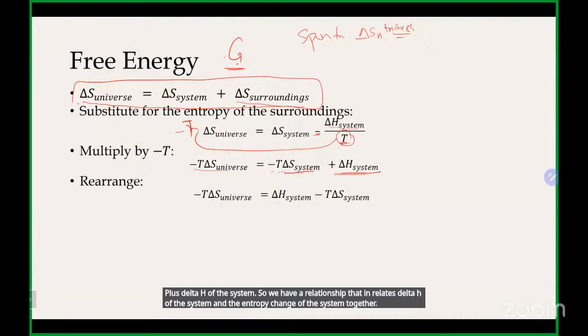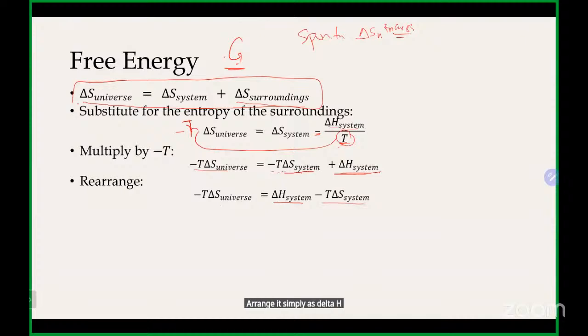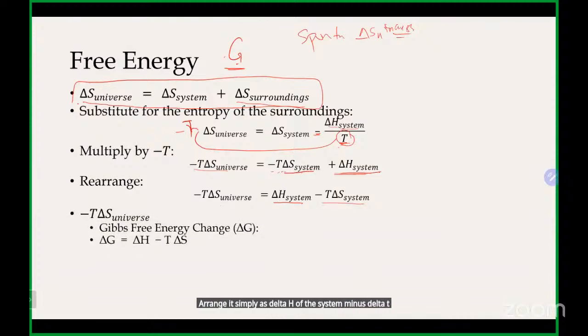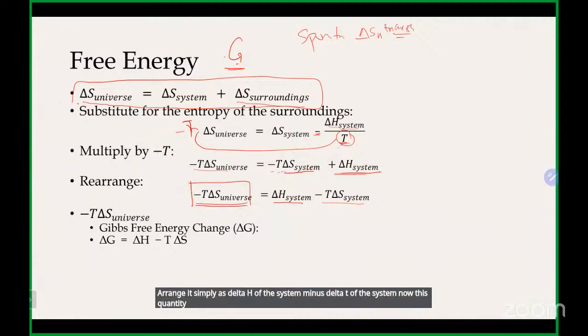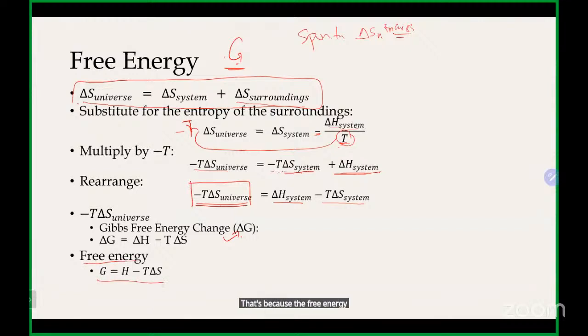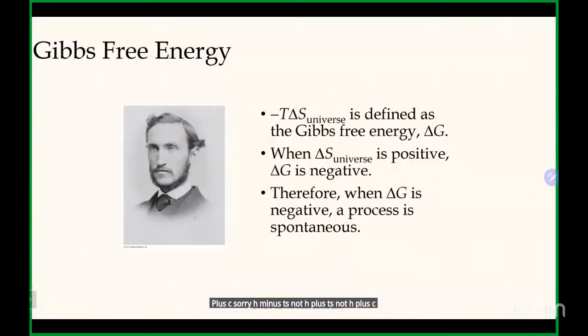Arrange it simply as delta H of the system minus T delta S of the system. Now this quantity is referred to as the change in free energy of the universe. That's because the free energy is defined as H minus TS, not H plus TS. Let's look at it in a better way.